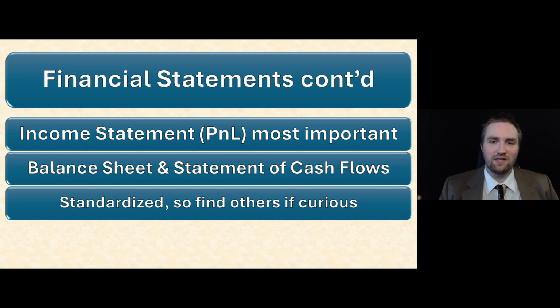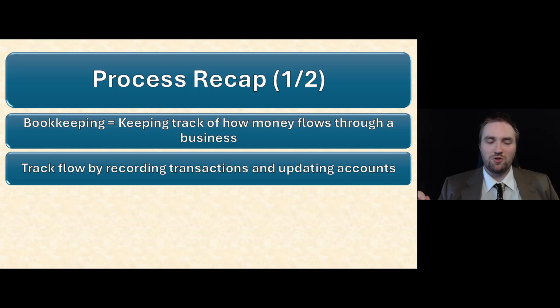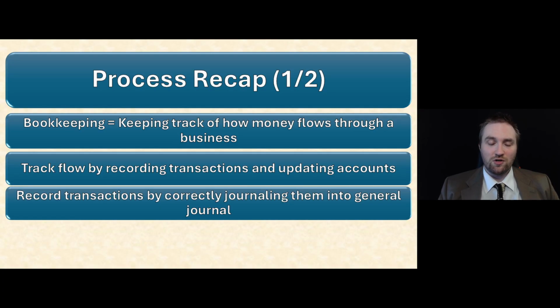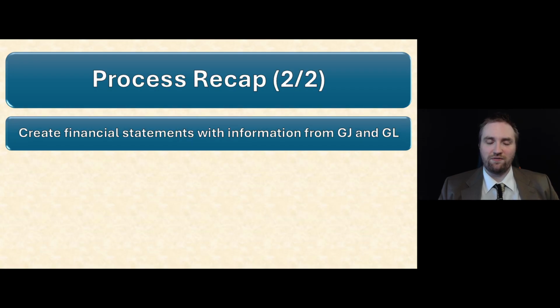Before going further, let's recap the bookkeeping process so far. By the end of this course, we'll have a complete and comprehensive process, but for now, let's go through what you know so far. We know that bookkeeping is keeping track of how money flows through a business. We track the flow of money by recording transactions and updating accounts. We record transactions by correctly journaling them into the general journal. We update accounts by posting these journal entries into the general ledger. Then, we use the information from the general journal and general ledger to create financial statements.